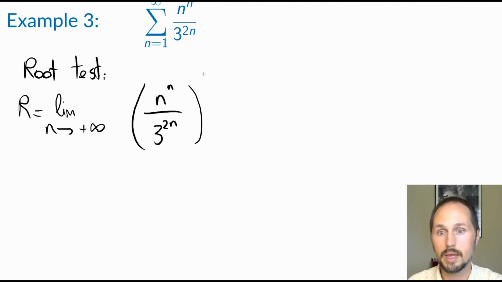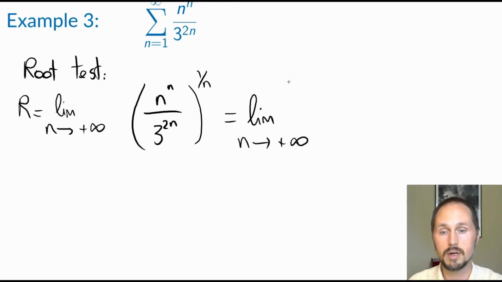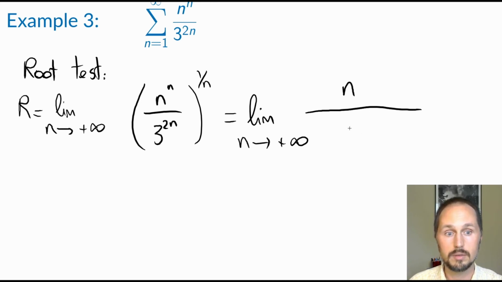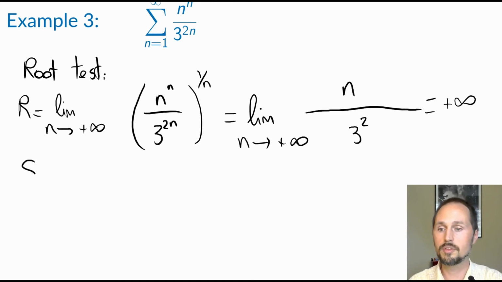And we're going to go ahead and take the nth root of that. And here the only tricky part is remembering our exponent rules. So this is going to be the limit as n goes to infinity of, in our numerator we're going to get n, and in our denominator we're going to get 3 squared. Oh, and look, this is infinite. So the series diverges.